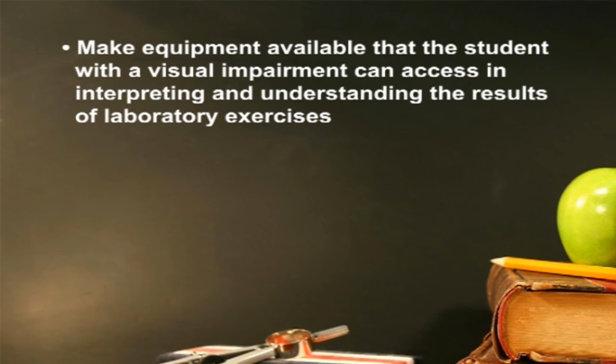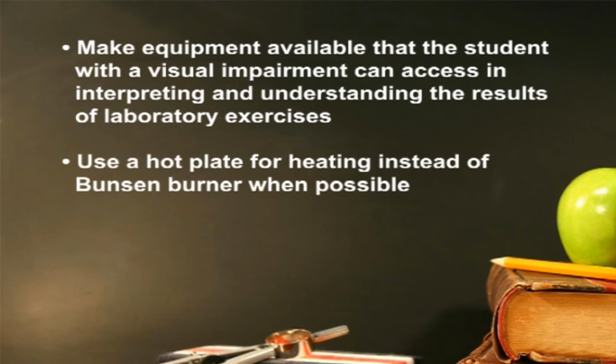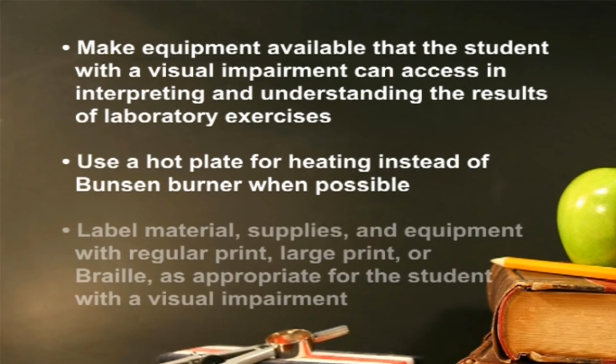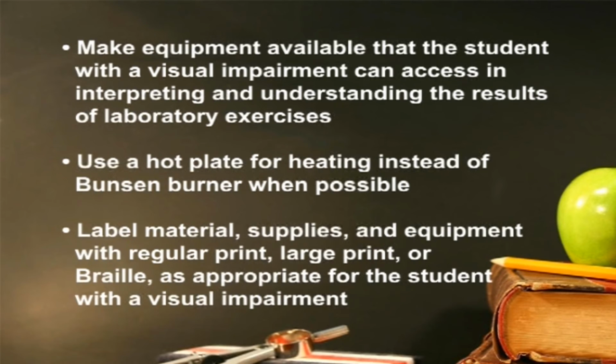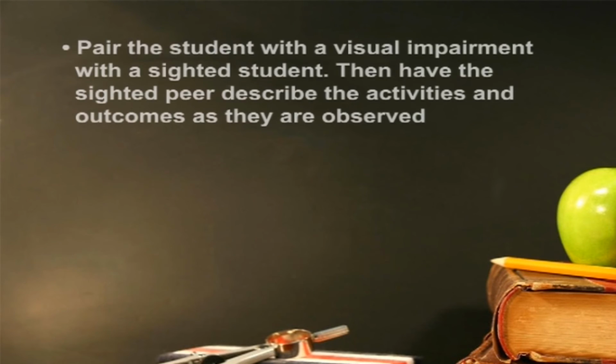Make equipment available that the student with a visual impairment can access in interpreting and understanding the results of laboratory exercises. Use a hot plate for heating instead of a Bunsen burner when possible. Label materials, supplies and equipment with regular print, large print or braille as appropriate for the student with a visual impairment. Pair the student with a visual impairment with a sighted student. Then have the sighted peer describe the activities and outcomes as they are observed.